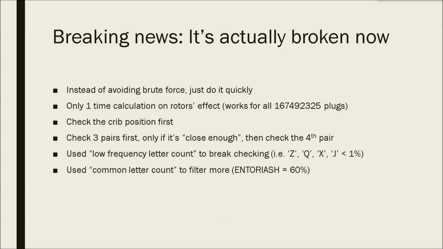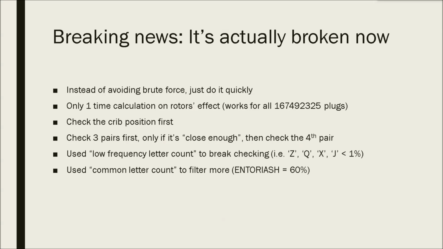One very important factor is that only a one-time calculation on the rotor effect is needed. So the ciphertext goes through the plug board and then the 3 rotors and then comes back up the plug board. If I want to test that for a different plug board setting, I don't actually need it to go through 7 function calls, which is 3 rotors, the reflector, 3 rotors again, to calculate that value. I only need to calculate that once and save it somewhere and access that, and that works for all the different plug board settings.